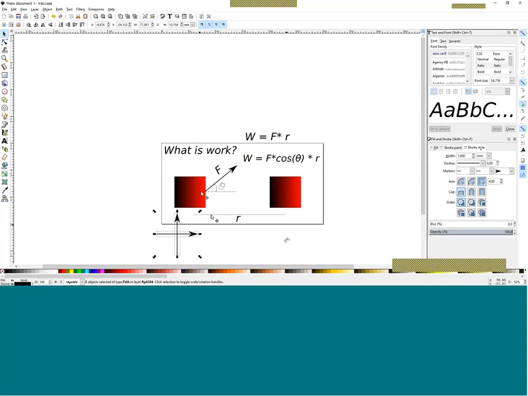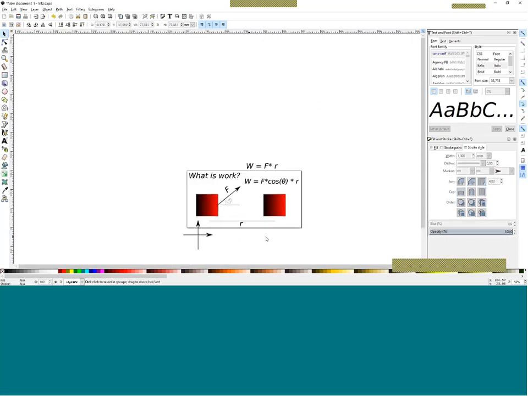But when you apply this cosine theta thing, for example, there was a force that was vertical, and what you're essentially doing is rotating your system by 90 degrees, so that the vertical force is in the horizontal direction again.